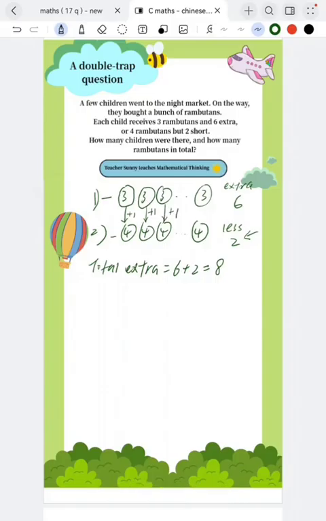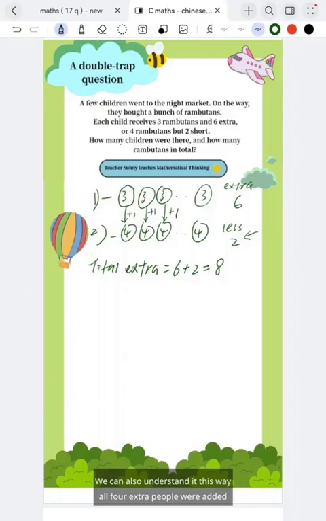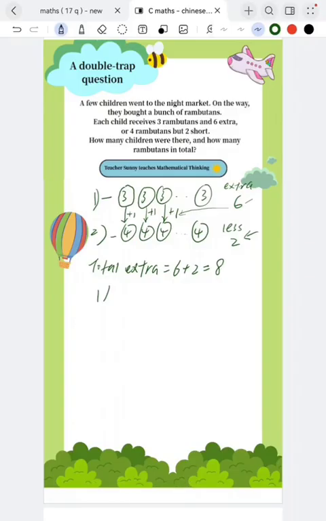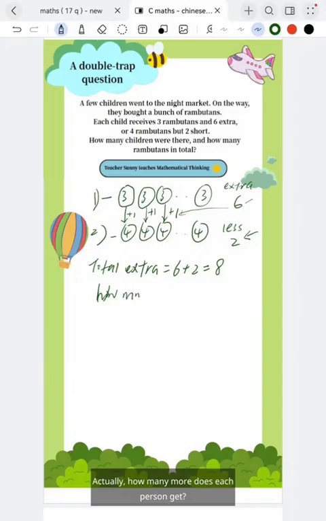That's how it is. We can also understand it this way. Each child is given 1 more, one by one. So that makes 6 distributed, right? But there are still 2 missing, so it still needs 8, meaning there are 8 extra in total. Alright? It's the same logic. So in this way, actually, how many more does each person get?